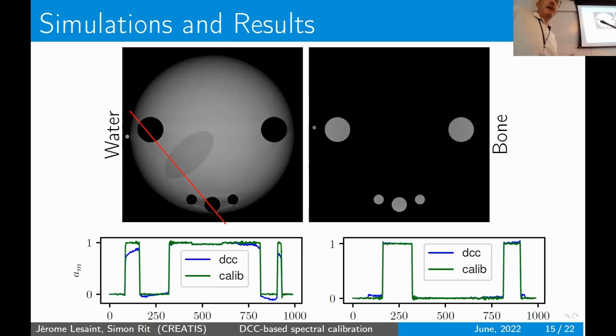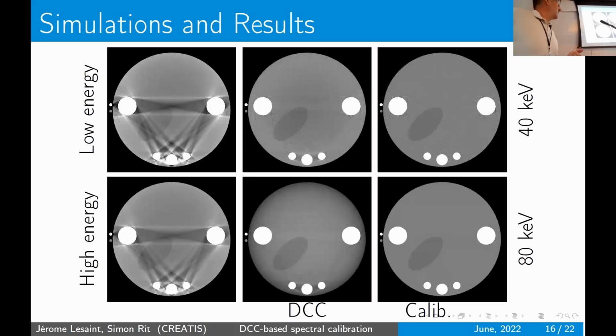Now, as I said in the introduction, we also want to generate some monochromatic images. So these are the monochromatic images that we get. On the left are the polychromatic images, in the middle are monochromatic images, and on the right, the calibration reference method. As you can see, we have managed to reduce significantly the beam hardening artifacts that were present in the polychromatic images.